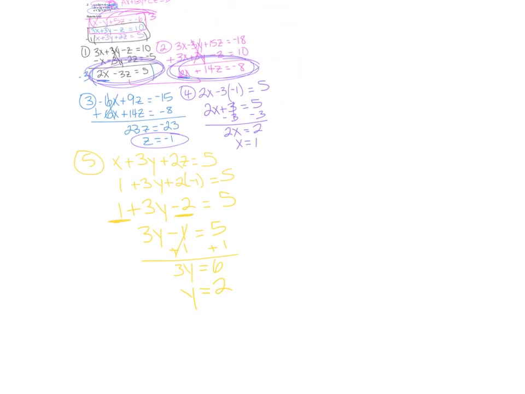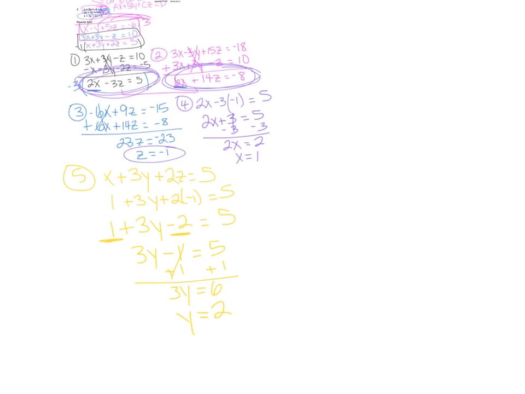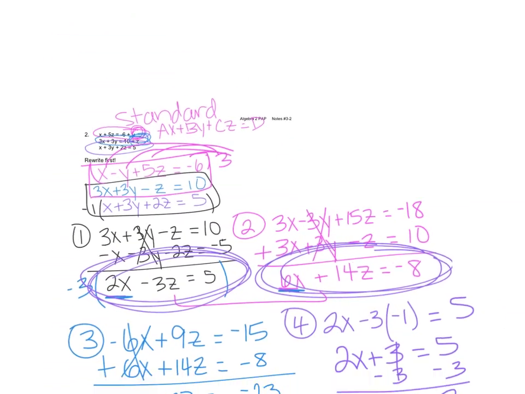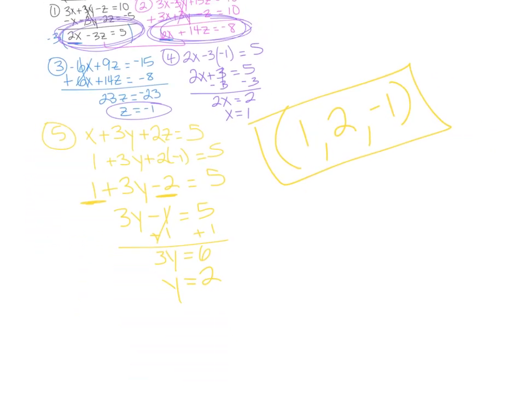So once you have found x, y, and z, you're writing it as an ordered triple. So x is 1, y is 2, z is -1. So that would be your solution. And remember to check it. Just plug those 3 back into the very original before you rewrite, in case you made a mistake. And then check all 3 equations.